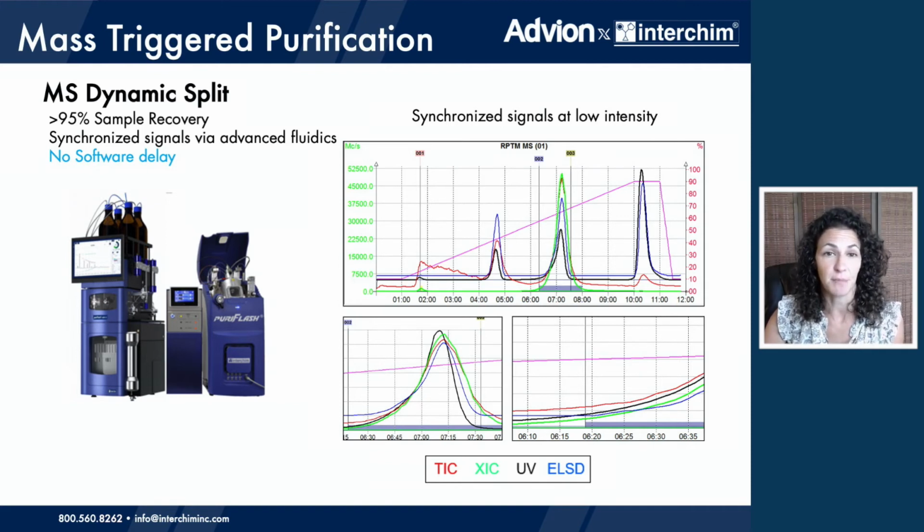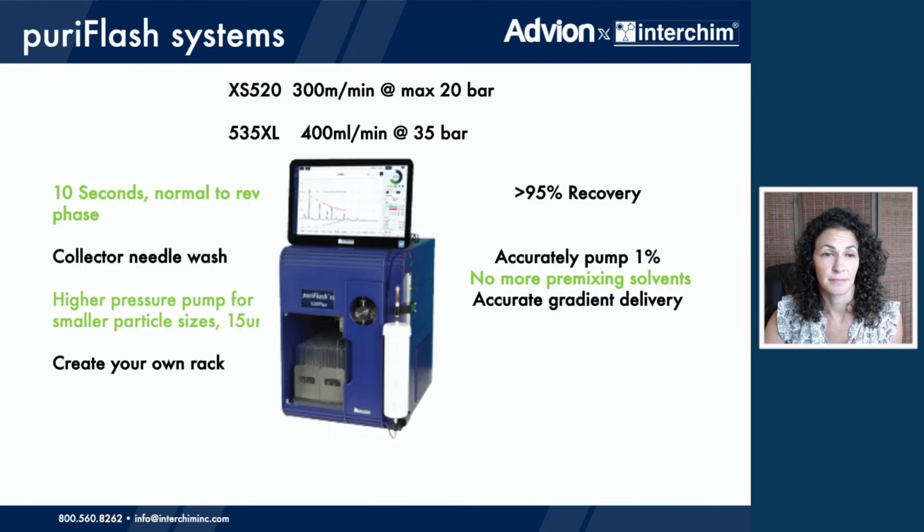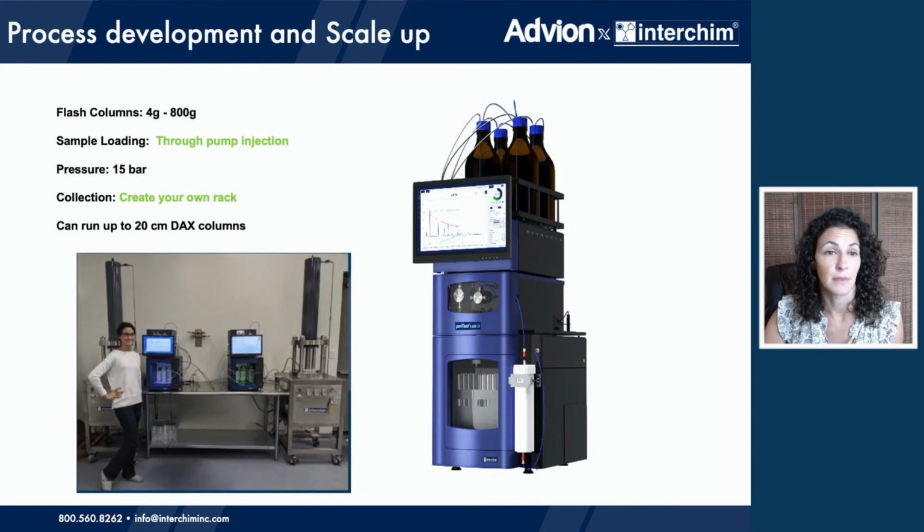Pictured here is our Prep HPLC system. We can also interface this with our flash systems as well. We have a wide range of purification systems, whether it be for small or large scale, flash, or Prep HPLC. Our main flash system is the Xtra small 520 system. It's 20 bar and 300 mL a minute. We also have a 535 system that has higher pressure and higher flow rates. Just to show you our versatility, we also have options for process development teams and scale-up projects.